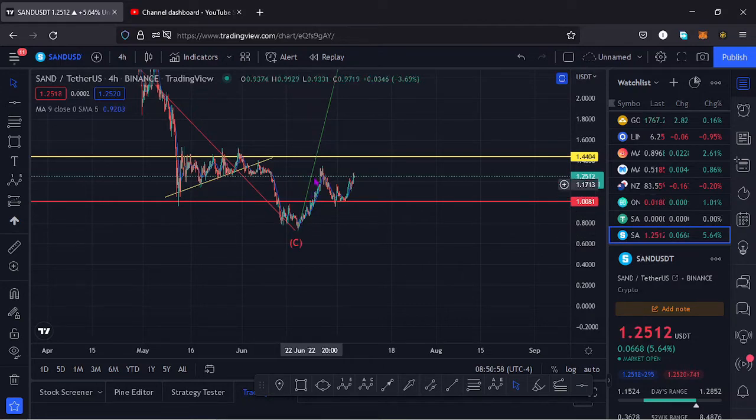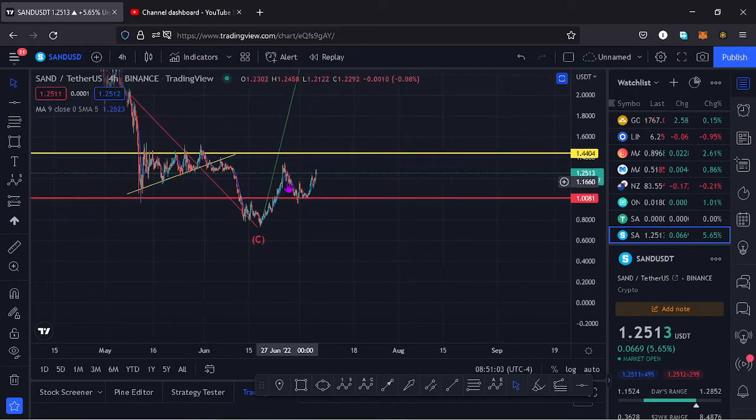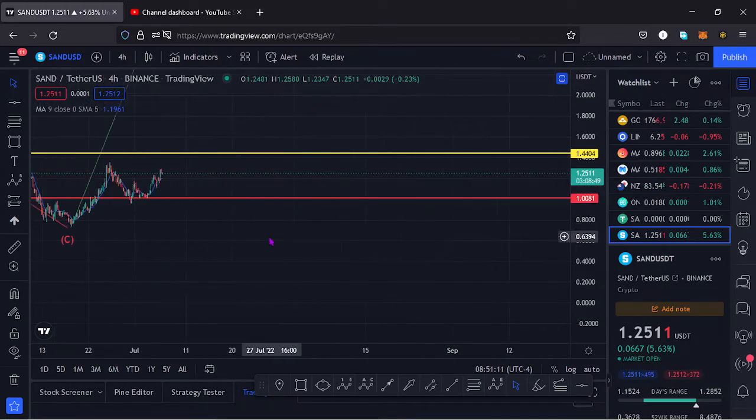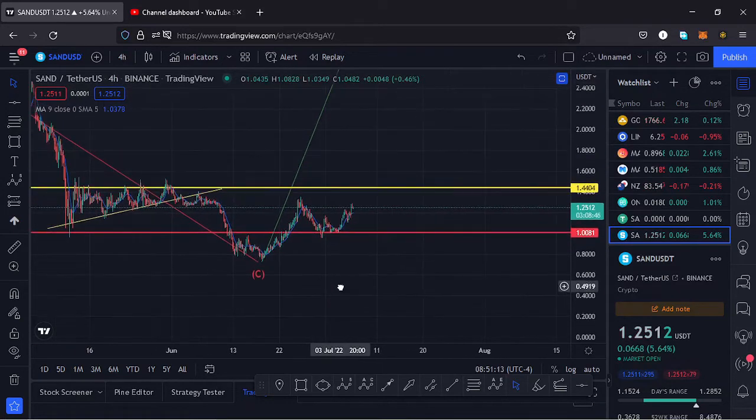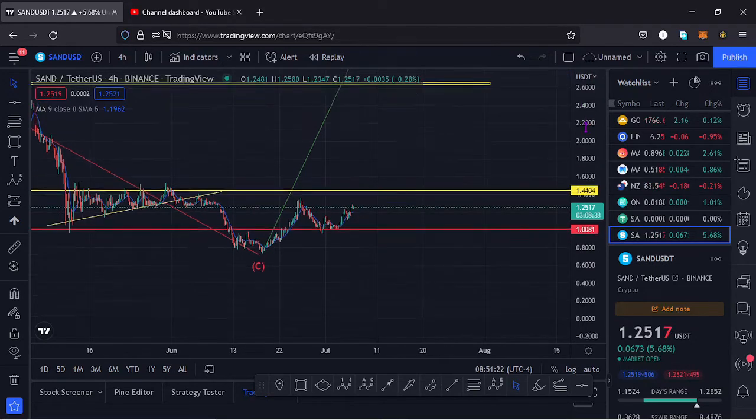and then from there we have started seeing a nice bounce to the upper side, and we are trading above this key area of support now, which is above the $1 mark, and I expect us to continue pushing to the upper side. And once that happens, I expect us to even break this other key area of resistance that we have at around the $1.44 mark.